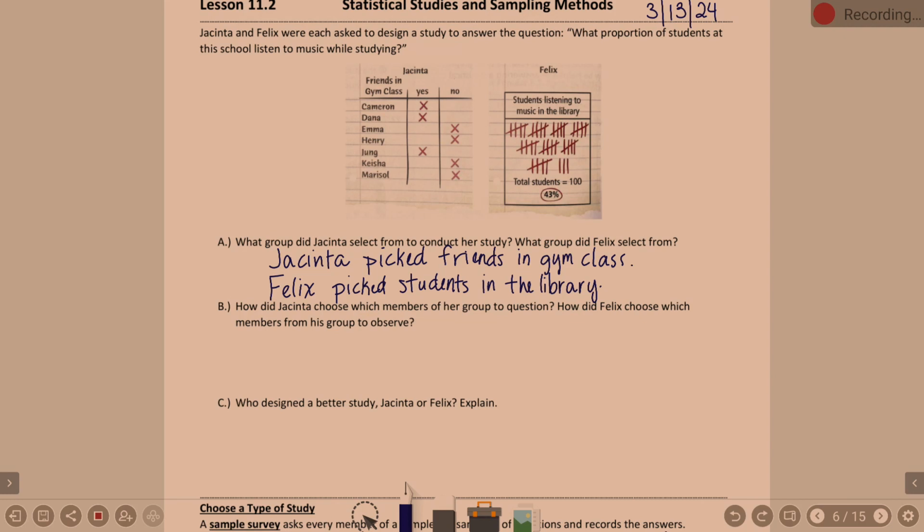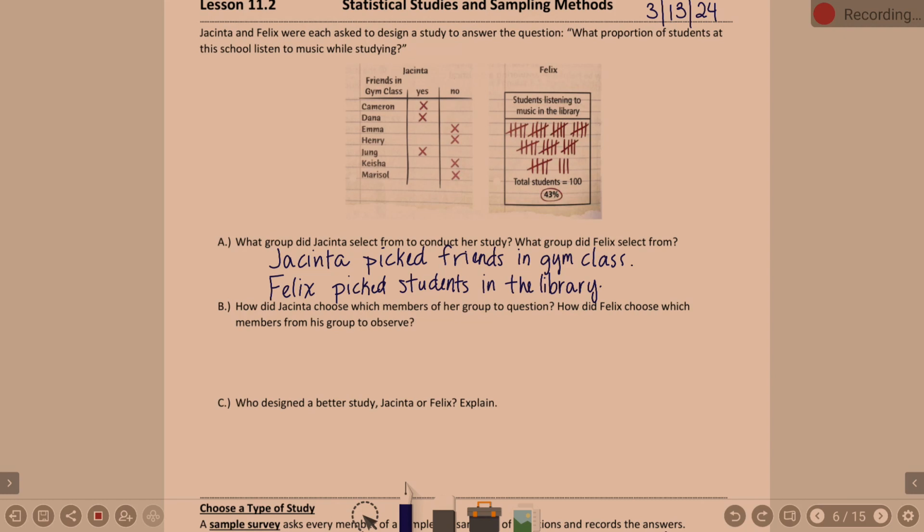Big library. Well, we don't know where this is, so probably not a high school. But if so, it was a very full library in the high school. Well, they said gym class. Okay. Well, it's the gym class. So it was a big library. She only picked friends in gym class.